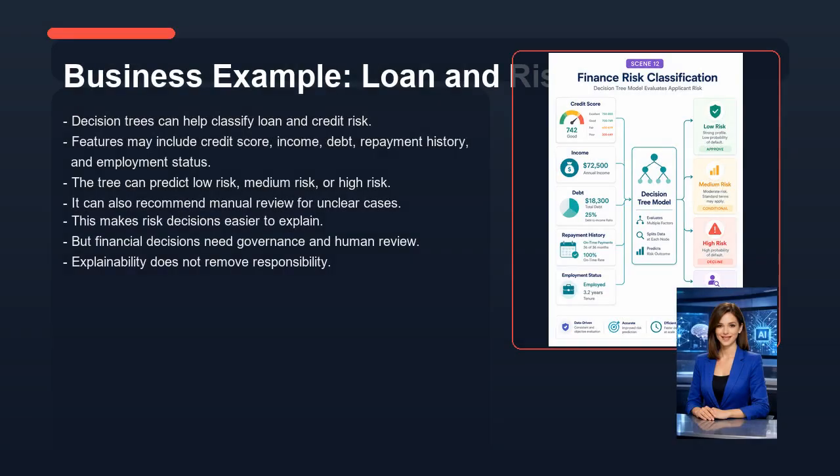Now let's look at business example, loan and risk. Decision trees can help classify loan and credit risk. Features may include credit score, income, debt, repayment history, and employment status. The tree can predict low risk, medium risk, or high risk. It can also recommend manual review for unclear cases. This makes risk decisions easier to explain. But financial decisions need governance and human review. Explainability does not remove responsibility.